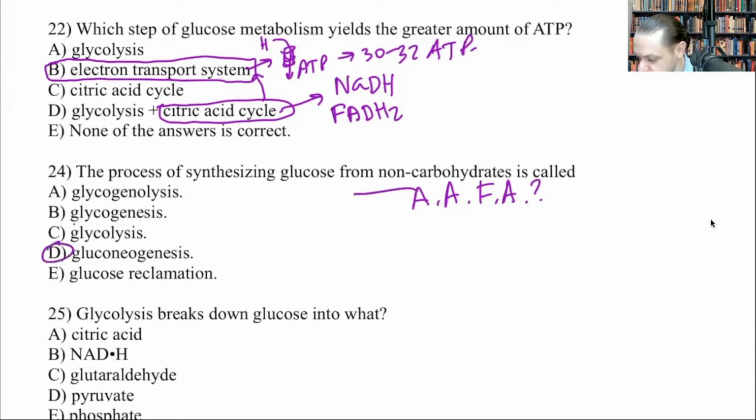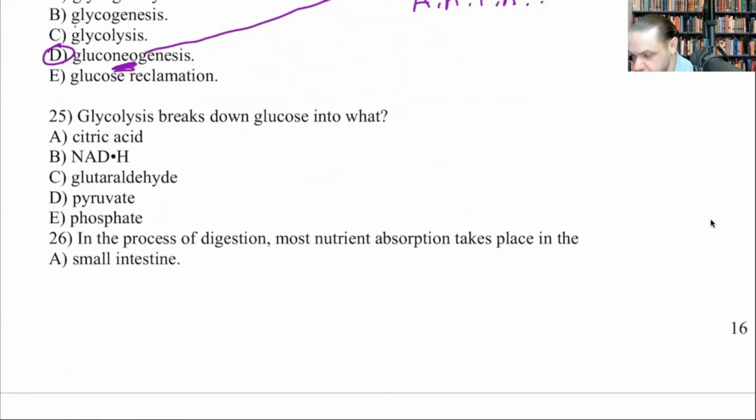So make sure when you have these choices, they kind of look confusing, but spend a little bit of time to go through the choices, and then I'm like, all right, I see neo. Neo means new sources, so they're non-carbohydrate sources. Okay, 24 is that. Number 25, we have Crystal. Glycolysis breaks down glucose into what? Pyruvate? D? Exactly. And remember how much pyruvate per one glucose? One glucose, how much pyruvate?